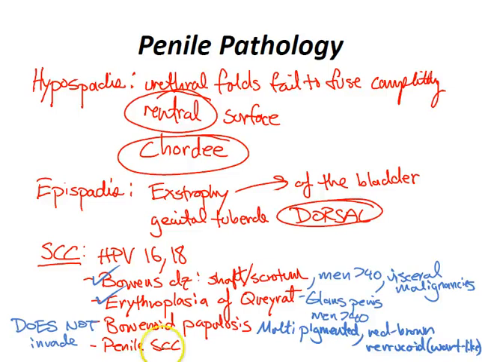Now let's talk about penile squamous cell carcinoma. This is uncommon in the USA. It's very, very rare in circumcised individuals, but it occurs most often on the glans or mucosal prepuce. Alright, and that is penile pathology for you.